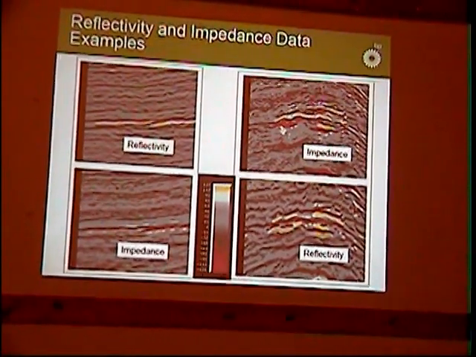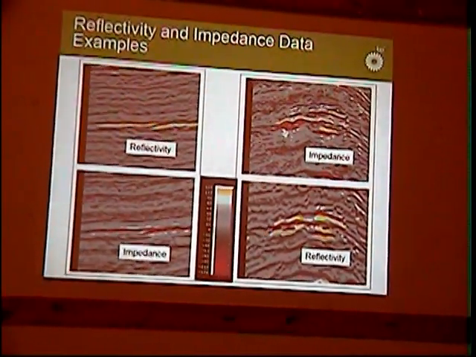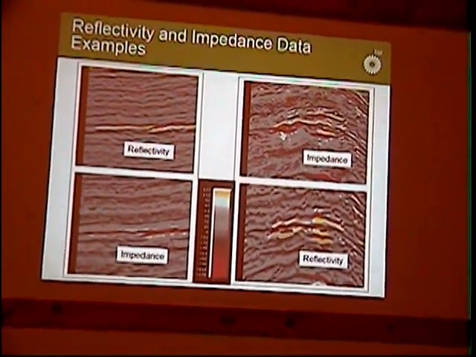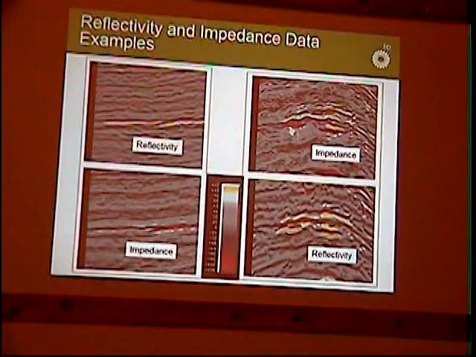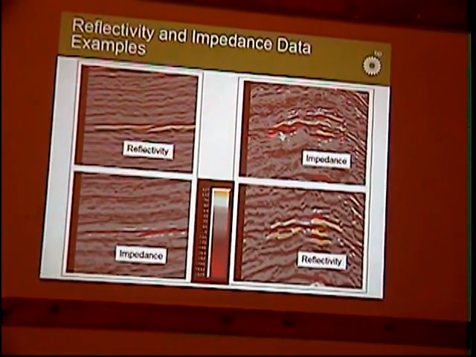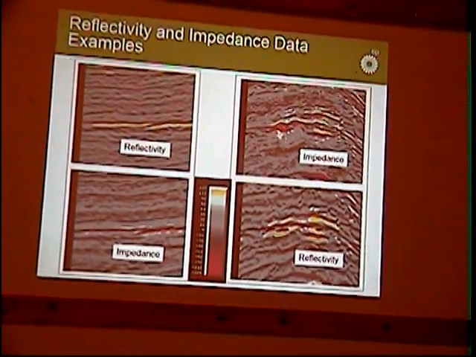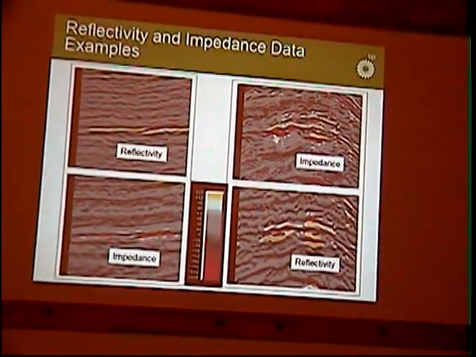This one is like a channel system. In this case, this is reflectivity again, so you have regular mapping on conventional reflectivity data. And this is impedance, so you're actually mapping zero crossings to zero crossings, where you can map out bodies, whether they're hydrocarbons or brine sands or whatever.